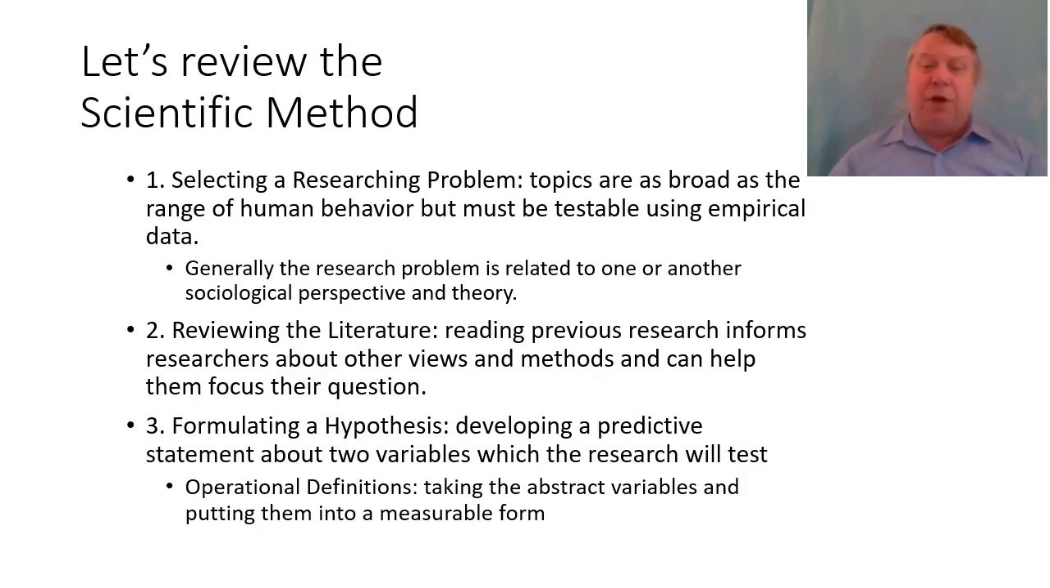Third, formulate a hypothesis. Based on your reading, based on what you know, you develop a predictive statement about two or more variables which you're going to test in your research. You want to look into control variables, other variables you want to measure just in case. And here you want to think about operational definitions, that is, taking the abstract variables and putting them into a measurable form.